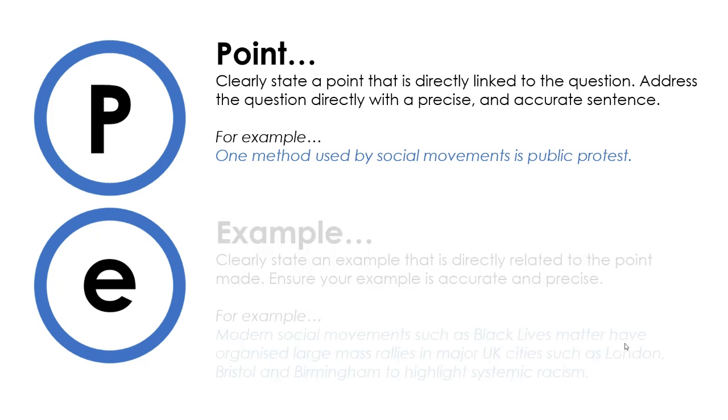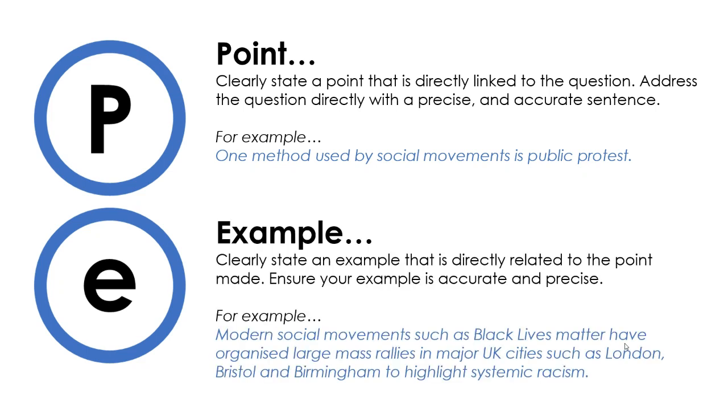Alongside that, you write another sentence, which is just an example, which again you clearly state, directly related to the point made, ensuring your example is accurate and precise. So in terms of the example in this instance, it can be modern social movements such as Black Lives Matter have organised large mass rallies in major UK cities such as London, Bristol, Birmingham to highlight systemic racism.